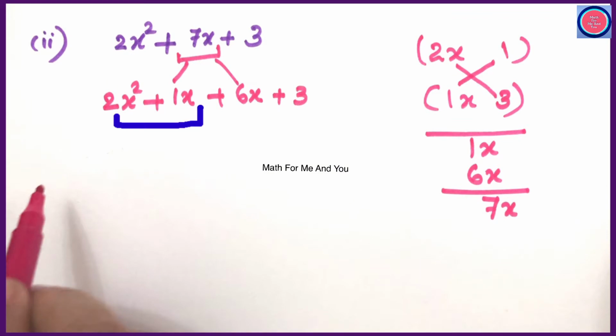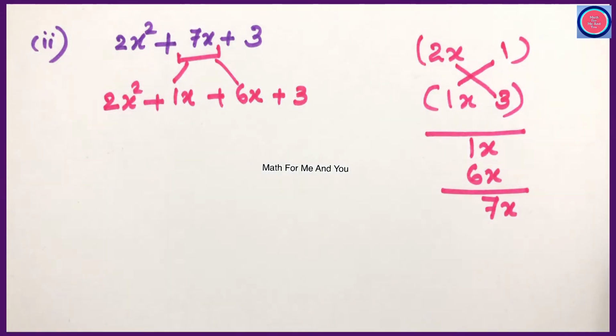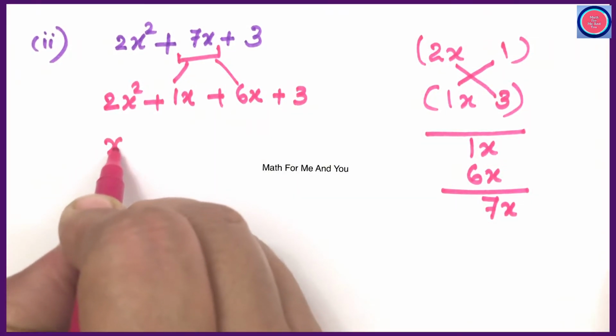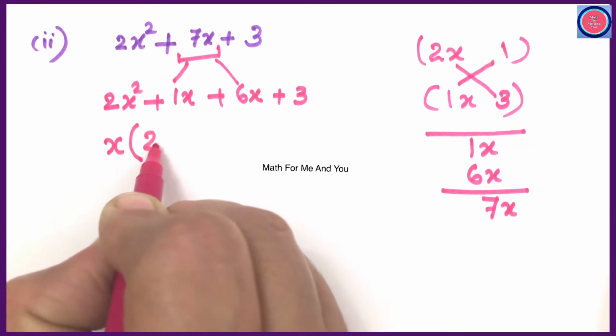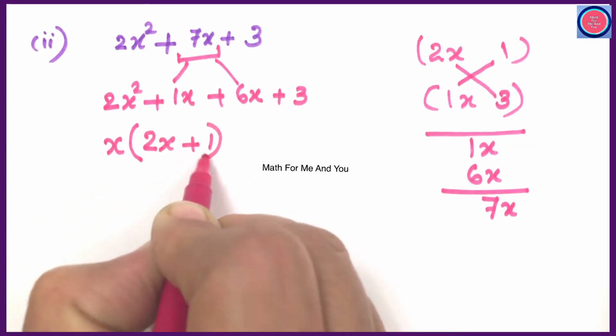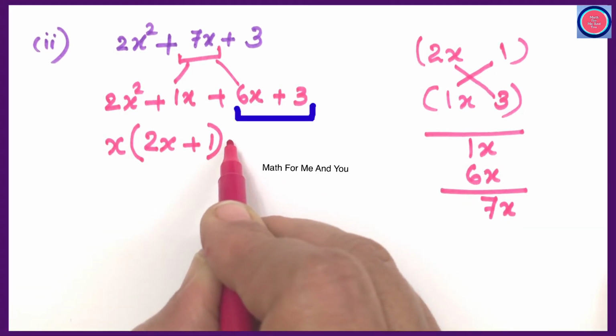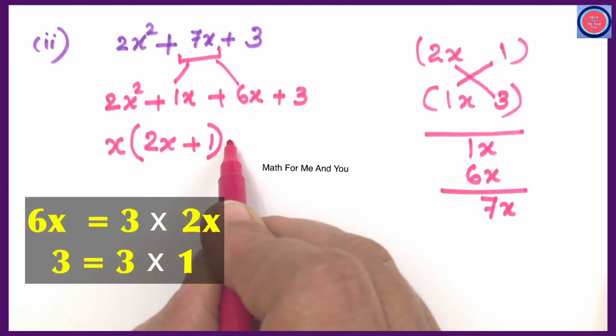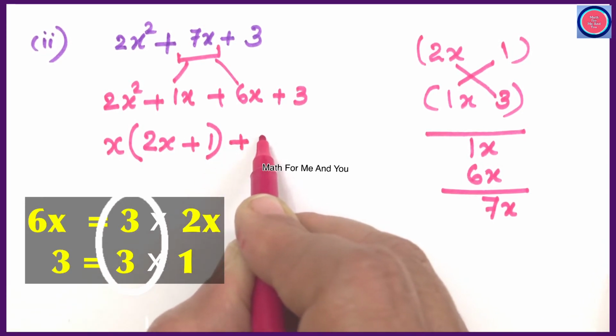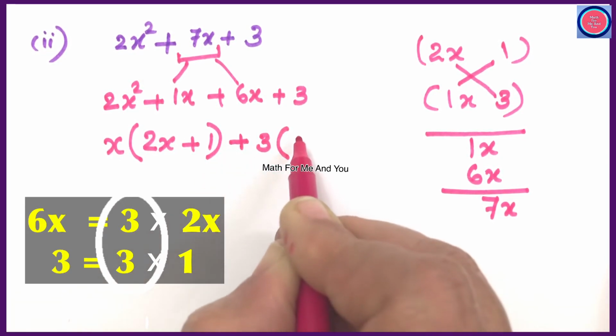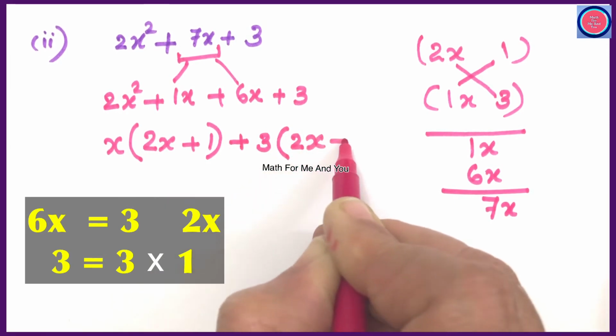Now consider the first two terms. We can take x as a common factor. Write x first and the remaining terms we can write inside the bracket. When we take x from 2x square, the remaining term is 2x, plus from 1x if we take x outside, remaining is 1. Plus from the last two terms, we can take 3 as the common factor because 6x is 3 times 2x and 3 is 3 times 1. So we are going to take 3 as a common factor. Plus 3, then open a bracket, write the remaining terms. What is that? 2x and plus 1.